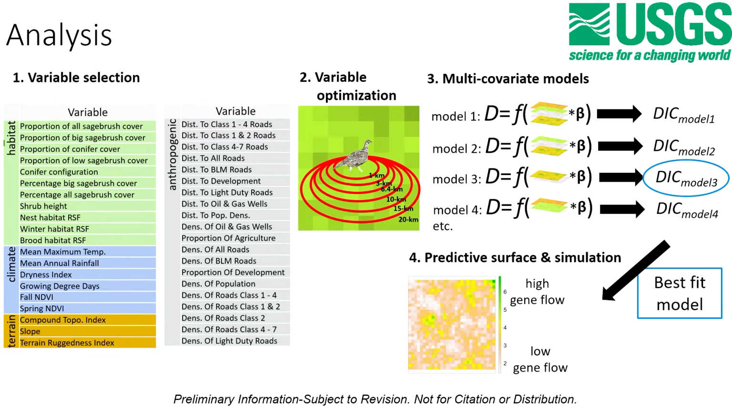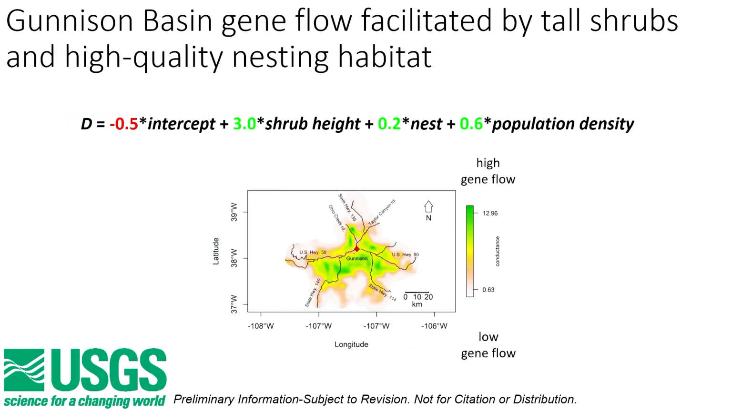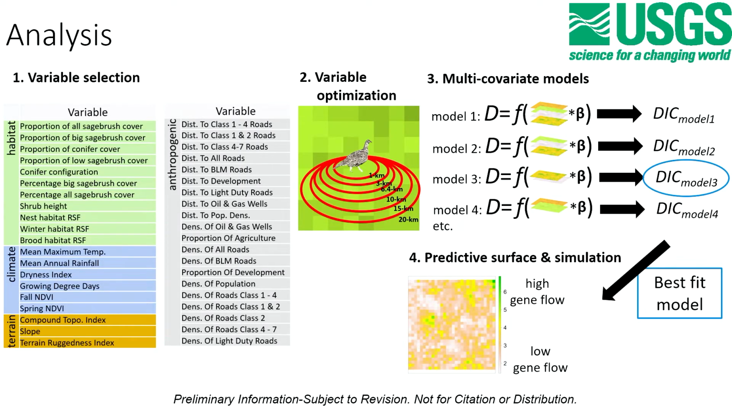So we went through our second step, our variable optimization step, where we created different versions of each of those variables using a moving window analysis to create a version as if the grouse was experiencing those variables at different scales. So that moving window had a different radius for each of the different versions. We then fit our model to our data to identify the best fit version using a model fit criterion. It's the DIC. It doesn't matter if we know what that is, it just tells us which one fits the best. So we then had a set of variables that we move forward with.